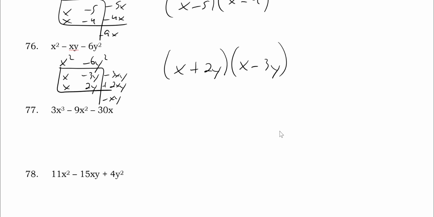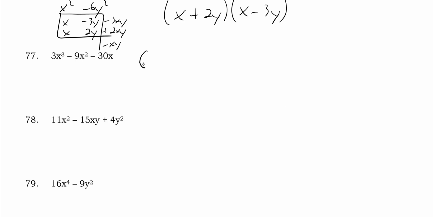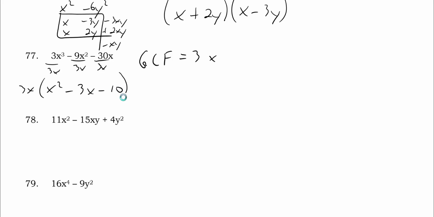Okay, 77, you're going to do greatest common factor first, and my greatest common factor is 3x. So you're going to divide each of these by 3x. And you get 3x times x squared minus 3x minus 10. Okay, and again, if you do a factor box, I'm just going to get going here. So 3x, that factors to x minus 5, x plus 2.